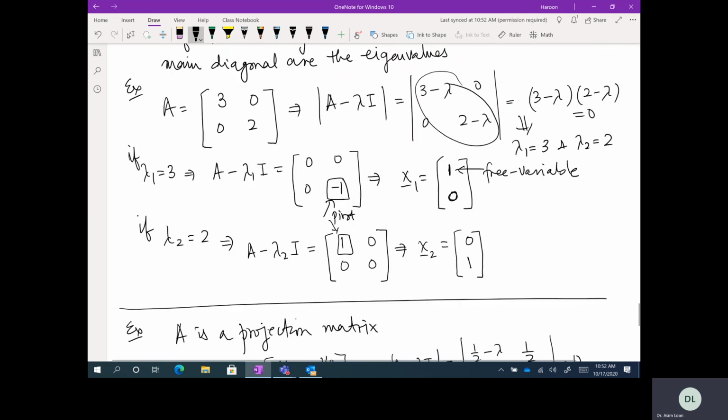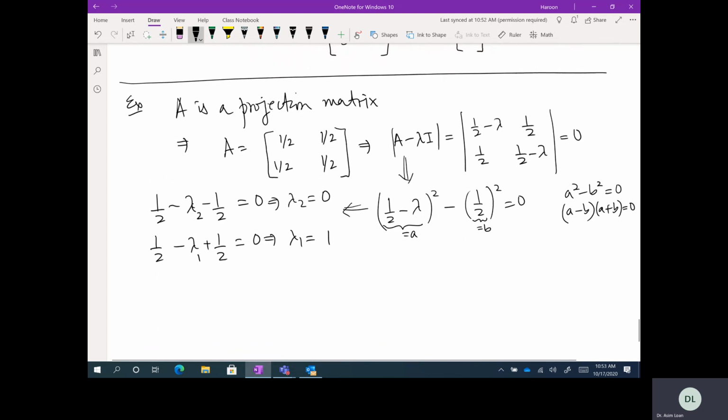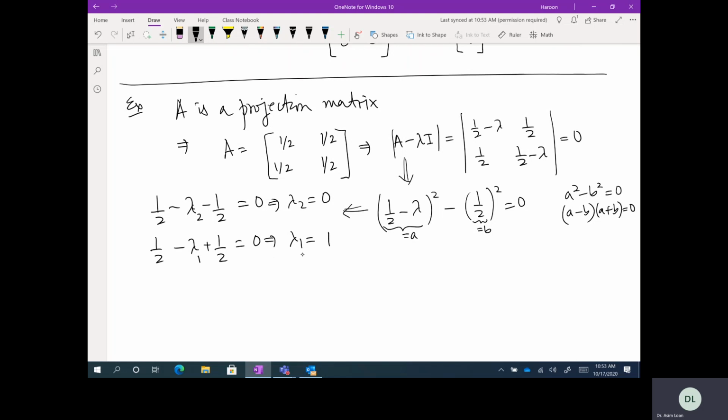And just to check here, the eigenvalues were 3 and 2. So the trace is 3 plus 2, which is 5. The product is 6 and the determinant of this one is 6. So let's see here, the trace is 1 plus 0, which is 1. So this is a trace, which is 1. And the product is 0 and the determinant of this matrix is 0.